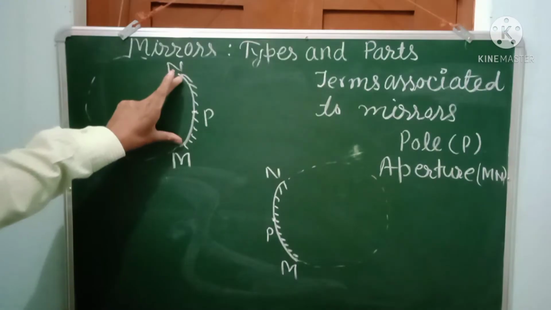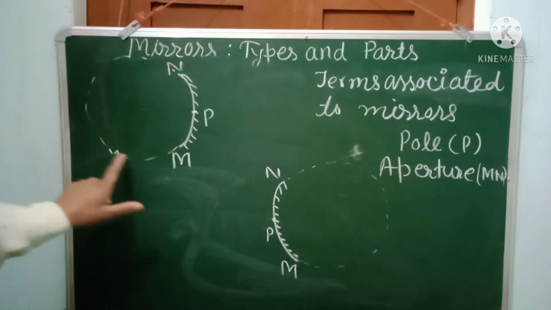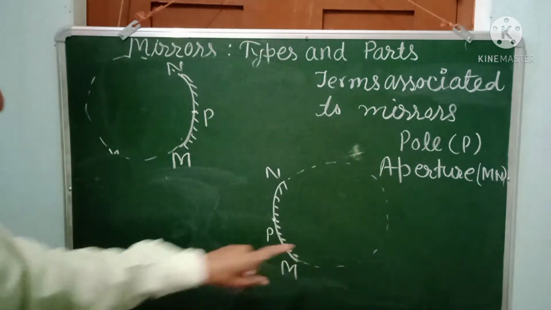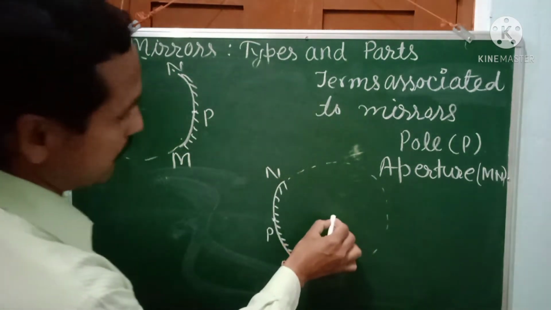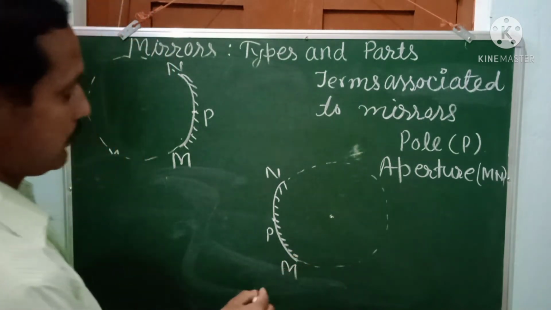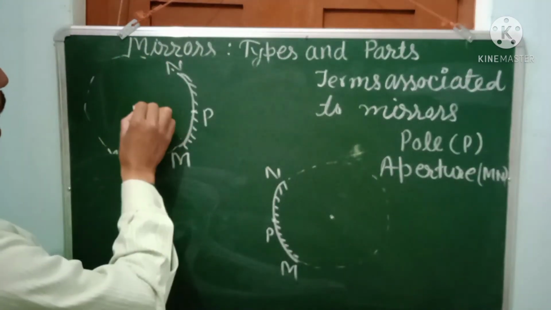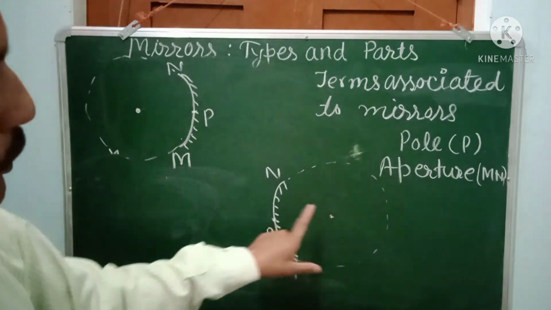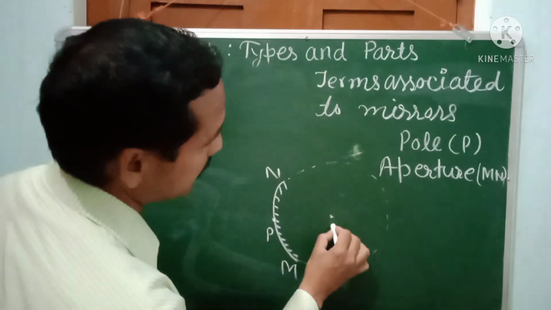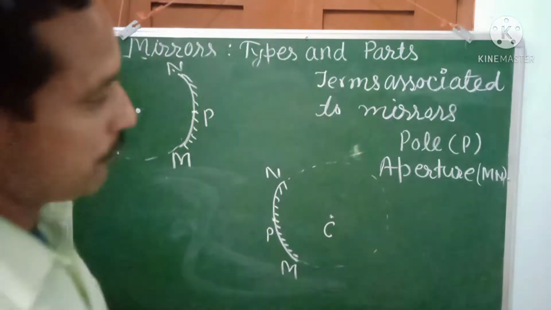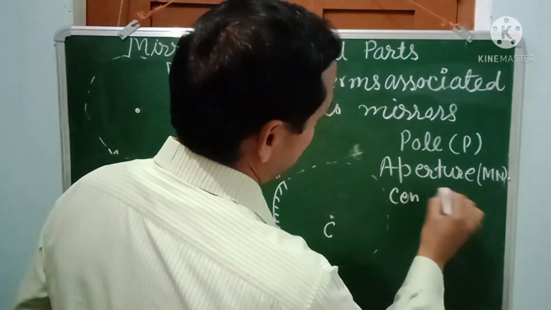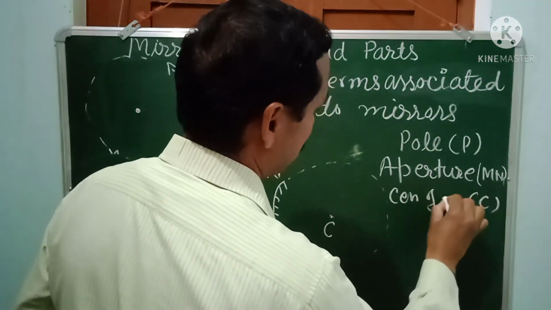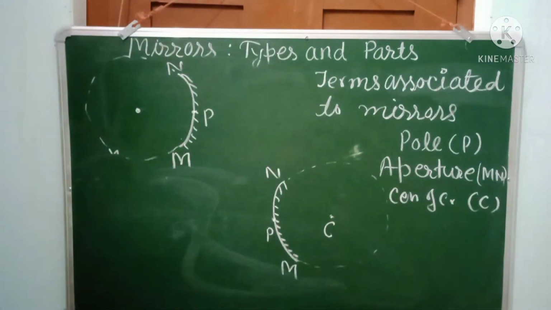This mirror is the part of this hollow sphere, and this is the center of this sphere. The center of this sphere is called center of curvature of the mirror. The center of the sphere whose part is the mirror is called center of curvature, C.